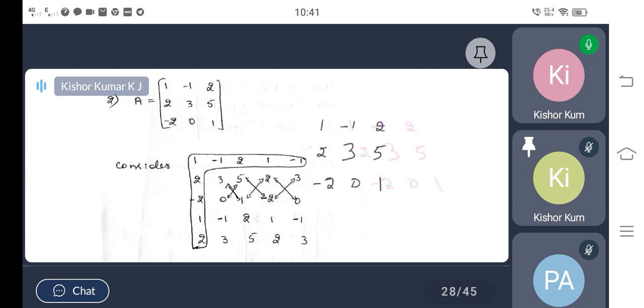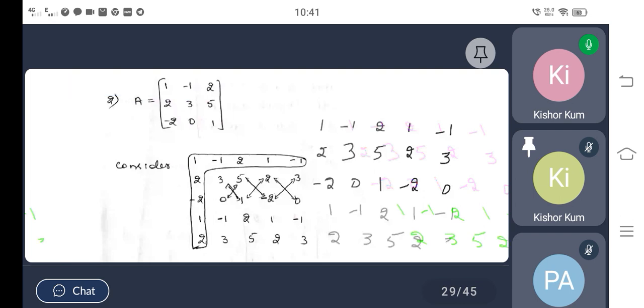I am going to repeat column 1 and column 2: 2 minus 2, minus 1 3 0. Repeat C1, C2. After this, again you should repeat R1 and R2. If you have taken R1 and R2: 1 minus 1 2, 1 minus 1 2, 3 5 2 3. So this is what you will get. After getting this complete matrix, you should delete the first row.